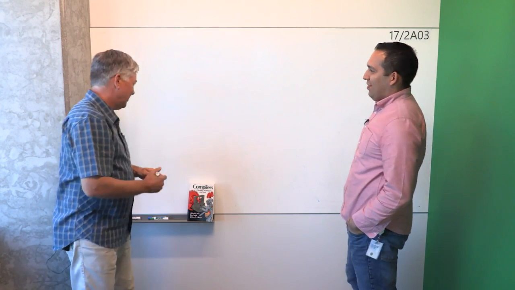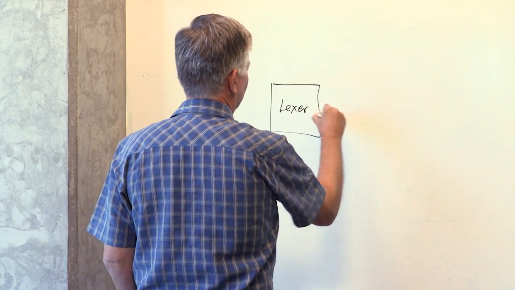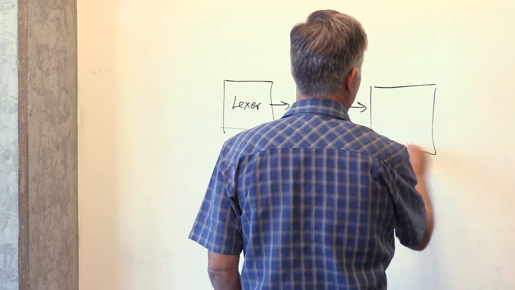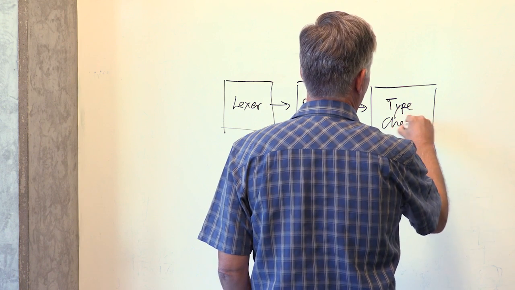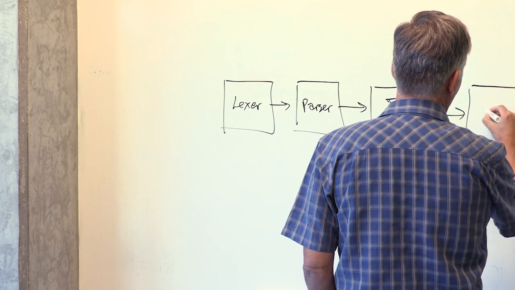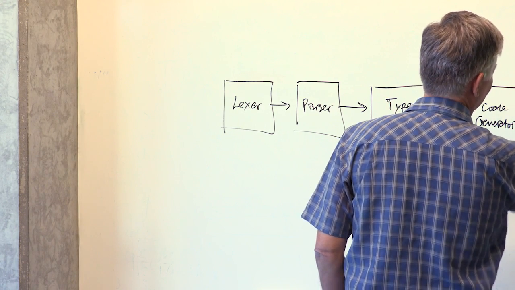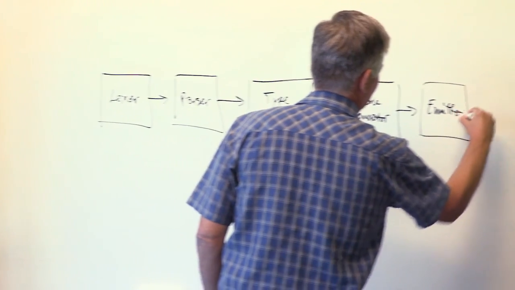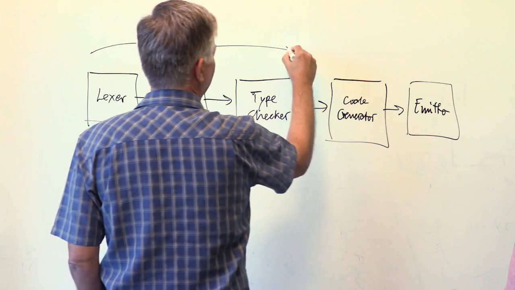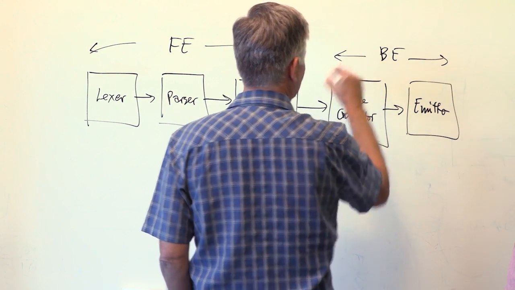Sure. So a classic compiler typically has a lexer, say, and it has a parser, and then it has a type checker, and then there's often a code generator, say, and then there might be an emitter, depending. And typically we call all of this part here the front end of the compiler, and this we call the back end of the compiler right here.